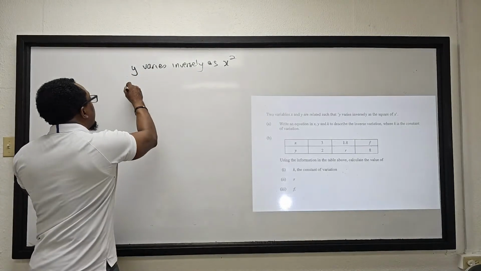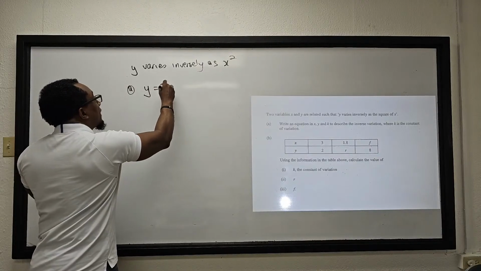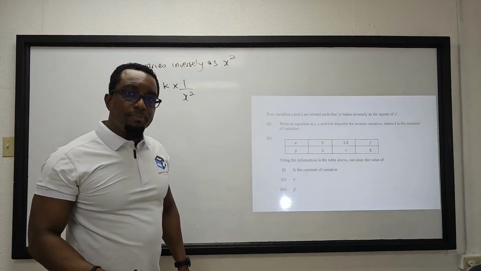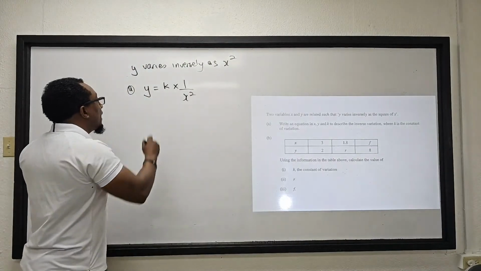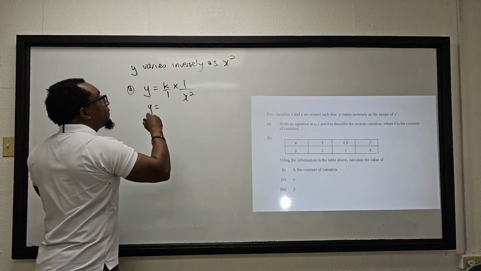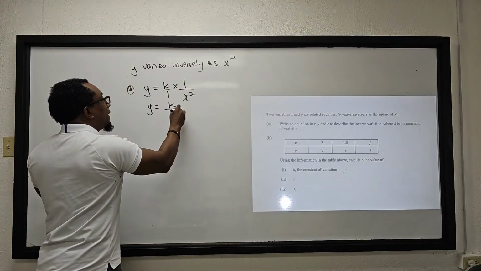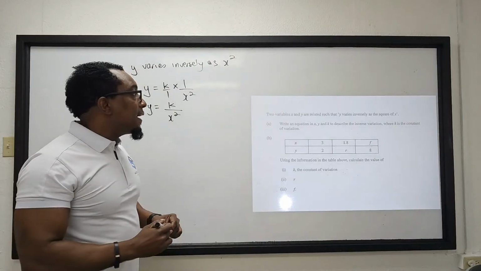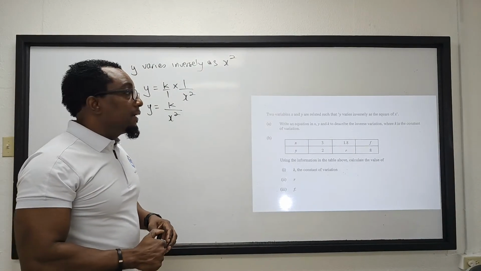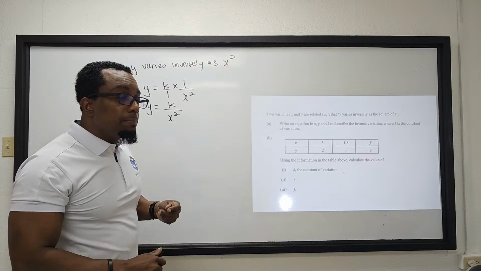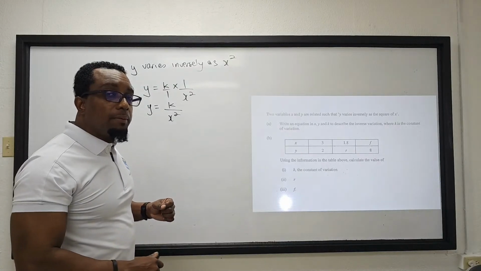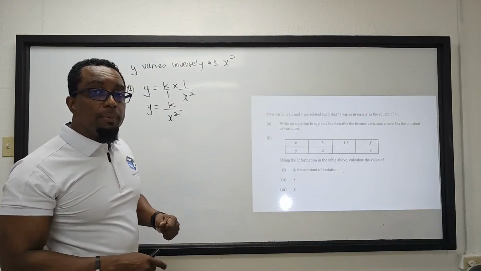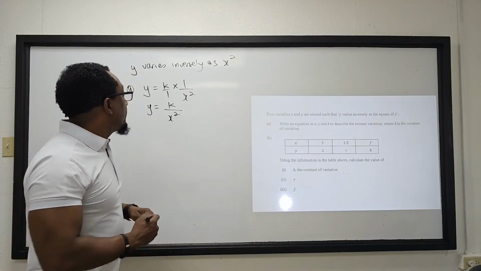And that is, for part A, y is equal to k times 1 over x squared, which is the same as y is equal to k over x squared. K by 1 is k, 1 by x squared is x squared. So what we have here is an inverse proportional relationship between the two variables y and x squared, and the equation created showed the relationship between the two variables.